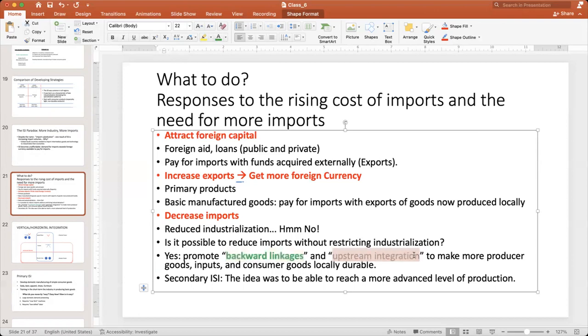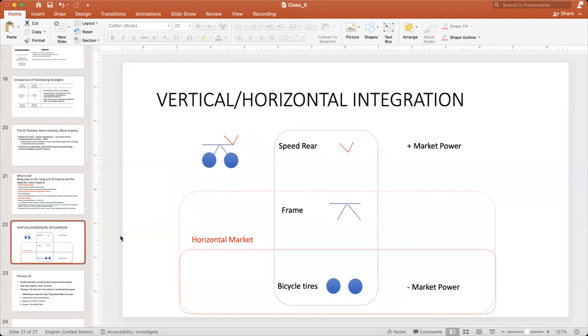With upstream integration or vertical integration. So what is that? Let me explain that with an example. Imagine that we want to produce a bicycle, and the bicycle is formed by three main elements. The tires, the frame, and something that is called a speed gear, which is the part of your bicycle in which you can change the speed of your bicycle.